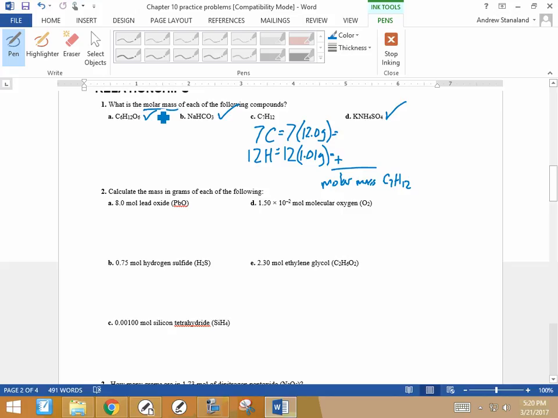Make sure you're putting them in this form. I'd like to see you writing them one over the other and then calculating your molar mass down here, which will make your percent composition calculation much easier.